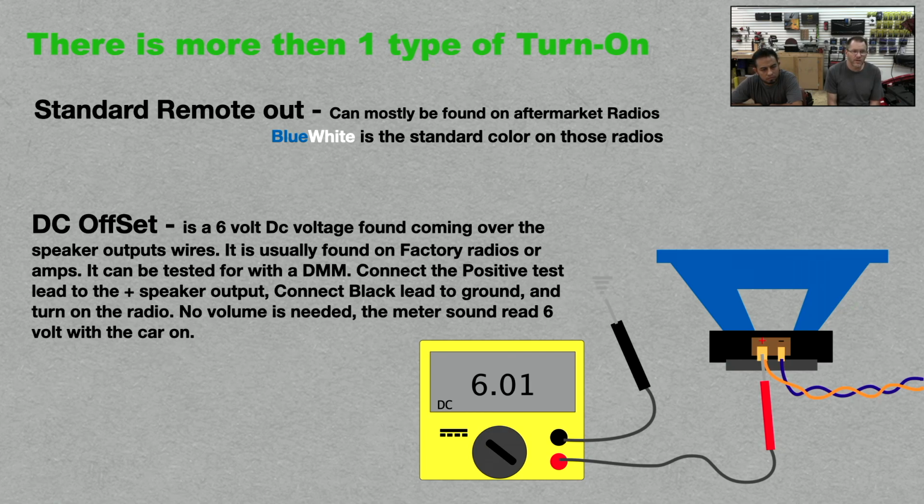DC offset is a 6-volt DC voltage found coming over the speaker output wires. It is usually found on a factory radio or amps. It can be tested with a digital multimeter. Connect the positive test lead to the plus speaker output, connect the black lead to ground, and turn on the radio. No volume is needed. The meter should read 6 volts with the car on.